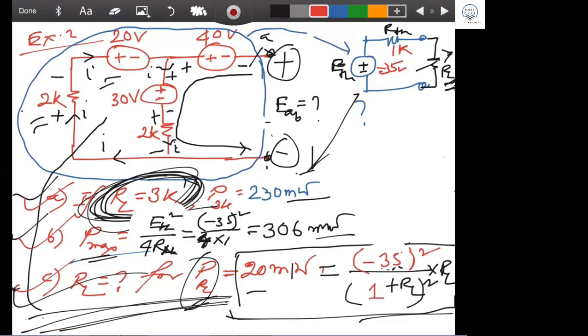R Thevenin is 1, so I'm putting 1 here. The only thing is, in this equation, what is unknown? RL. So you have a quadratic equation. Last time you did exactly this. From there you get two values of RL. That's your answer for RL. Remember, you did last time? Yes, sir. Like this, you find the quadratic equation here also, and from the quadratic equation you can find the value of RL.